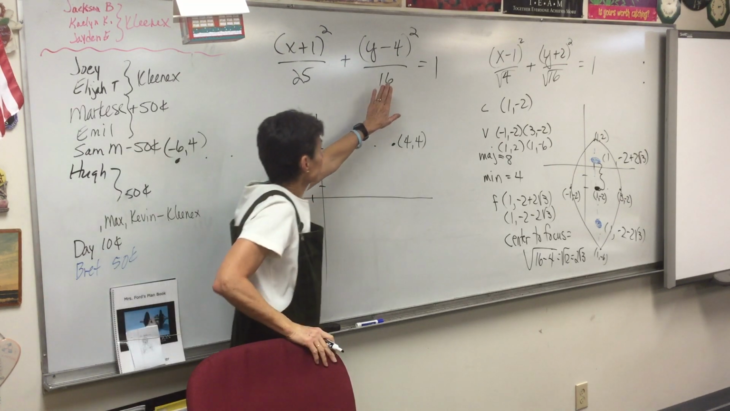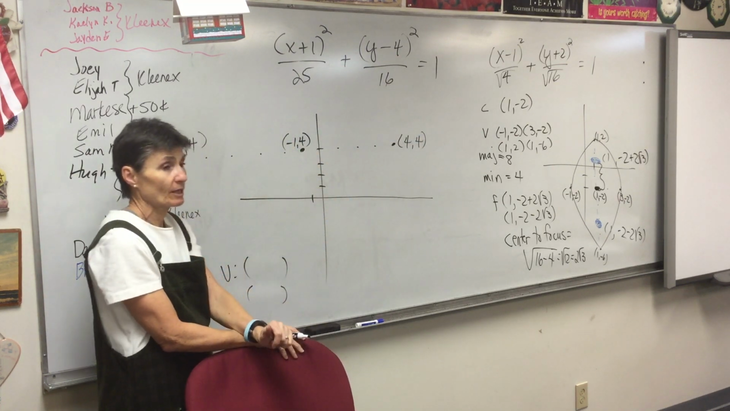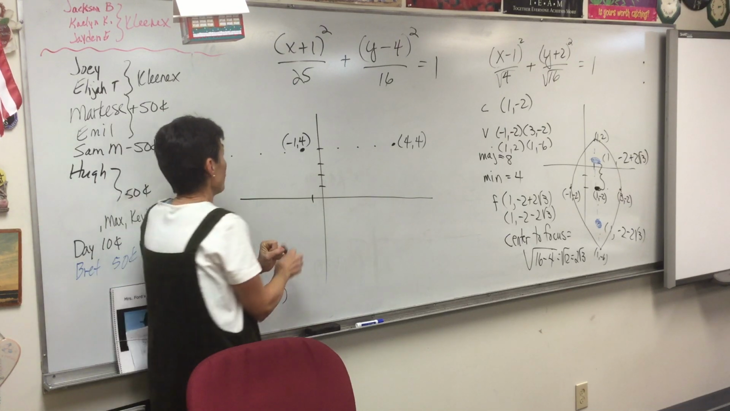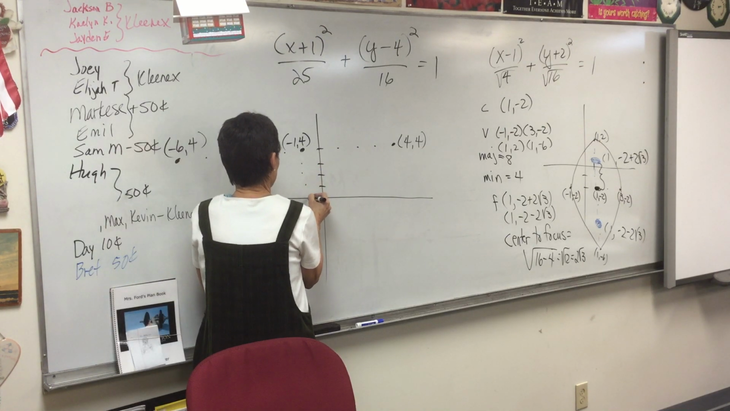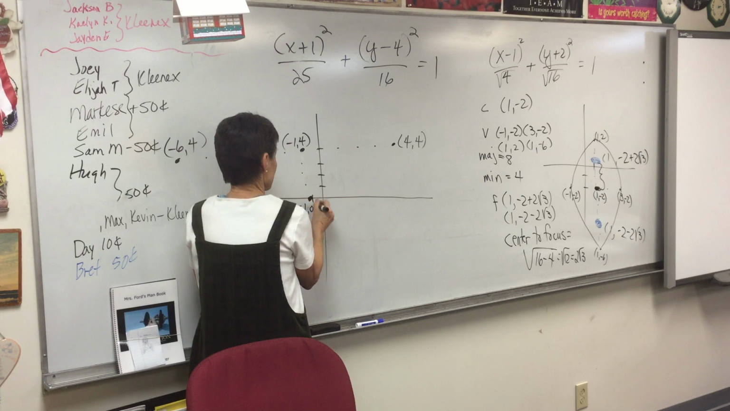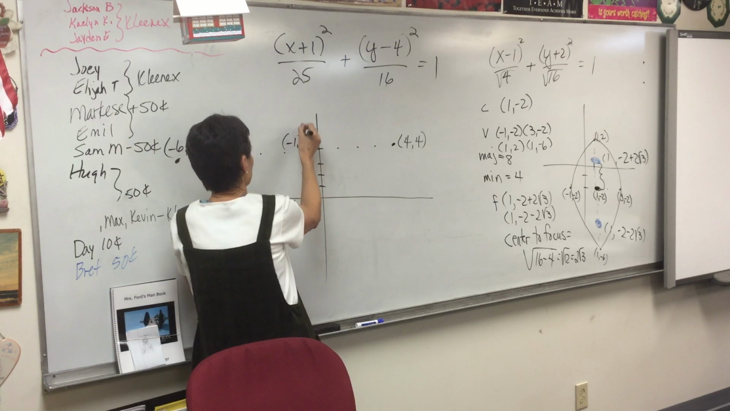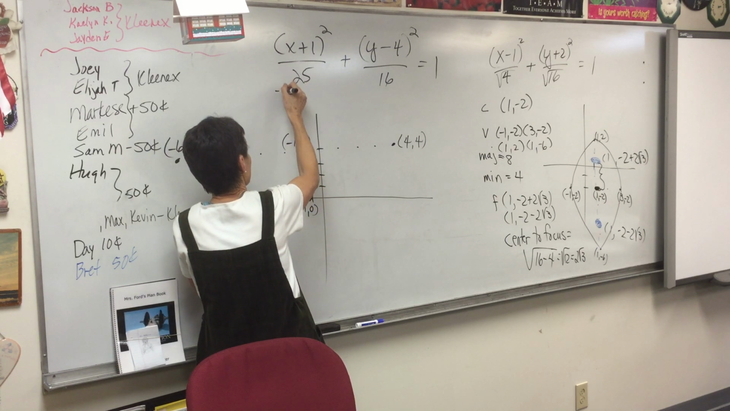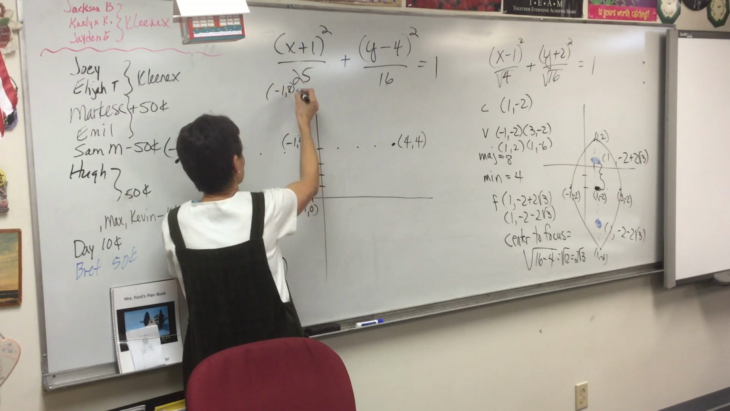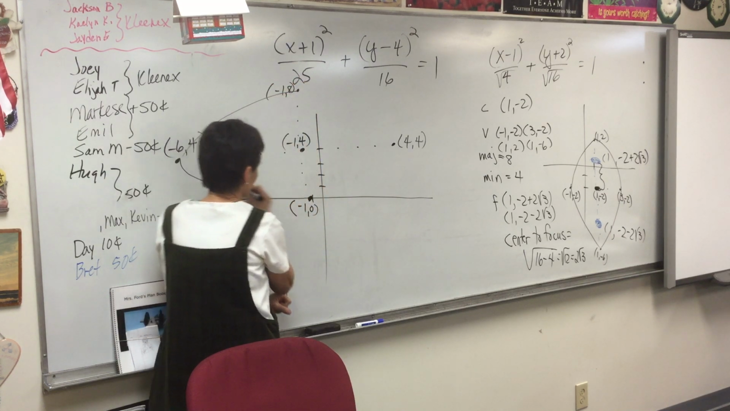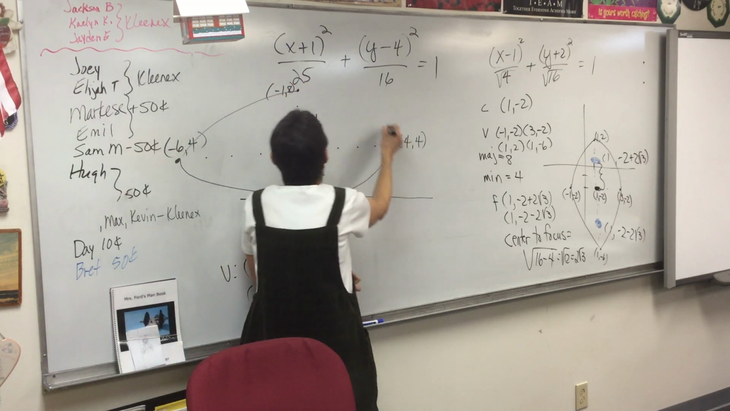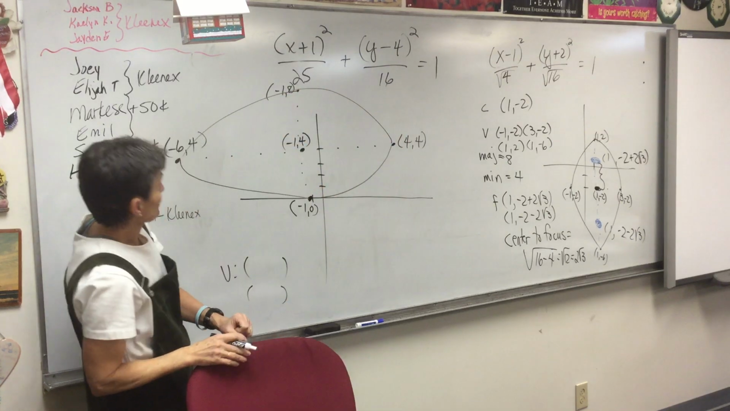Now, what about this? How do I know how far up and down to go? Up and down 4. So 1, 2, 3, 4 puts me at negative 1, 0. And 1, 2, 3, 4 puts me at negative 1, 8. Perfect. Now I'm going to connect those. And there's my ellipse, such as it is.